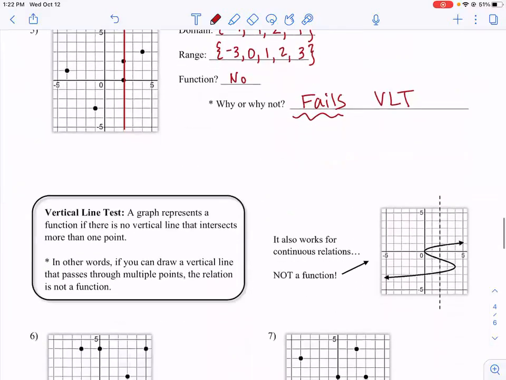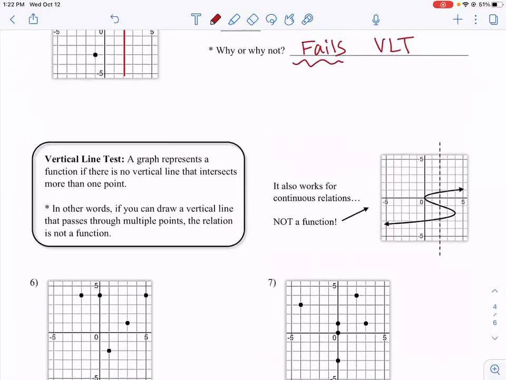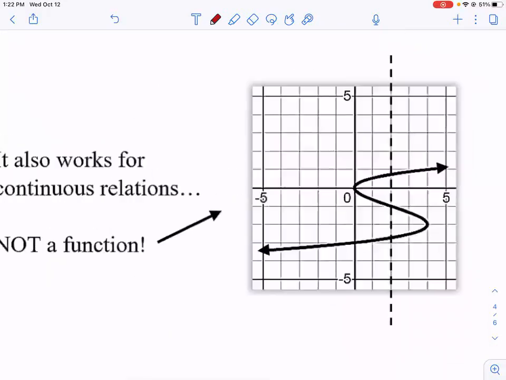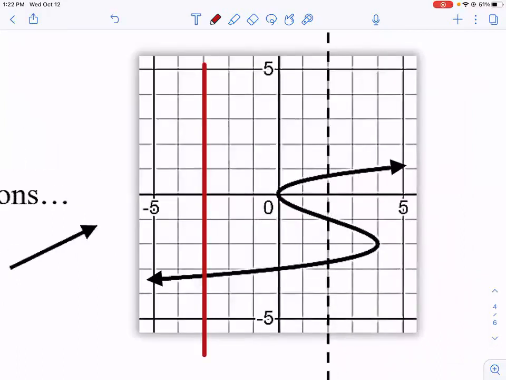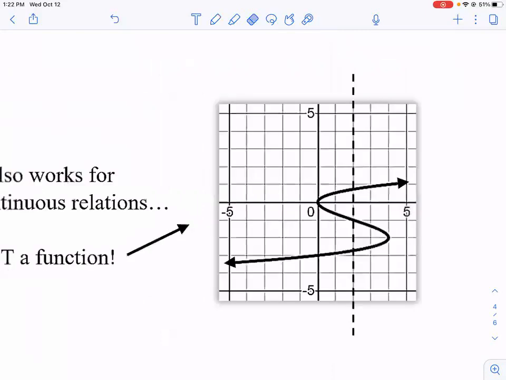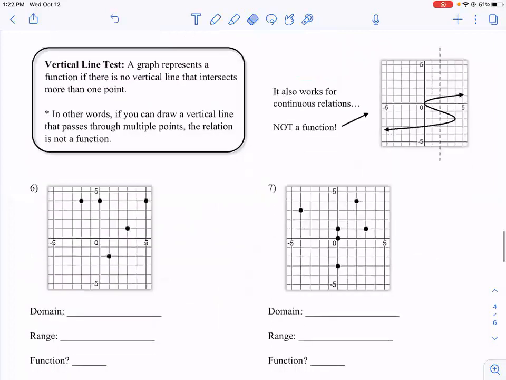So here's your reminder, and we already talked about the vertical line test today, but I want you to look at this graph right here. If I draw a vertical line here, it's fine. Wait for it, it's coming. There, it's fine, okay? But if I draw a vertical line here, it's not fine. So it just has to happen one time for it to fail and not be a function anymore, okay? How about you try number 6?